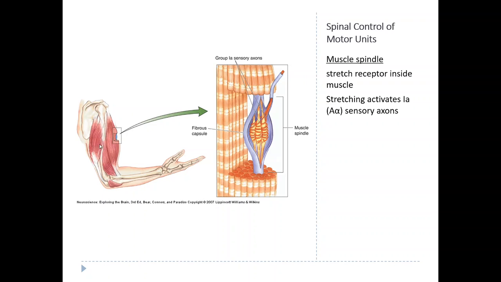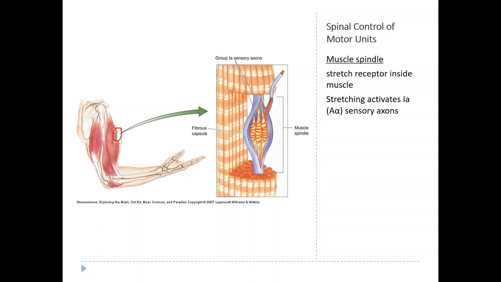So inside most skeletal muscles, there are these little bundles that contain fibers of their own. They're sort of encased in this fibrous capsule. So this is the inside of a muscle here. If you look inside this capsule called the muscle spindle, it has smaller muscle fibers inside of it, and those muscle fibers are surrounded by mechanically activated sensory receptors. They're actually 1A, or what are also called A alpha axons.